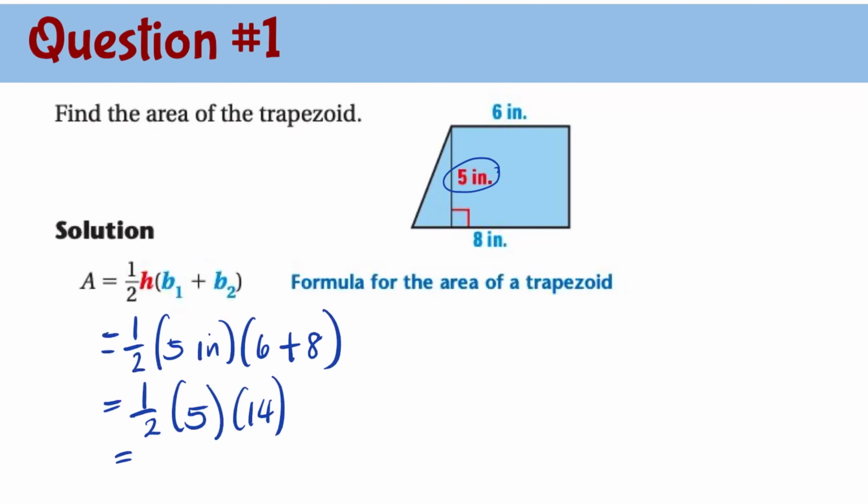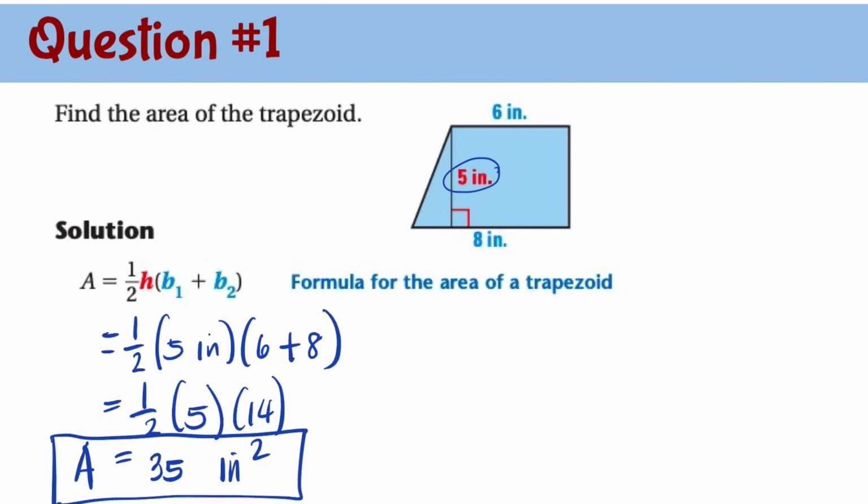So now we have 1/2 times 5 times 14. So 1/2 of 14 is 7. 7 times 5 is 35. So the area is 35 inches square. Area is always in inches square.